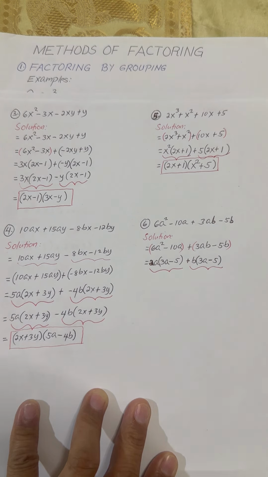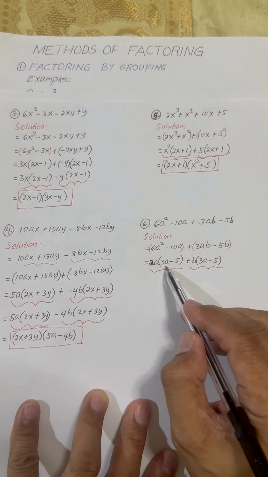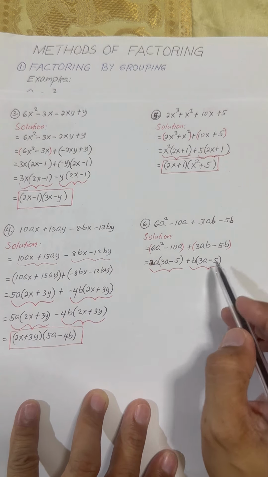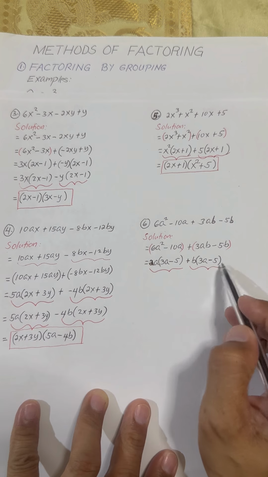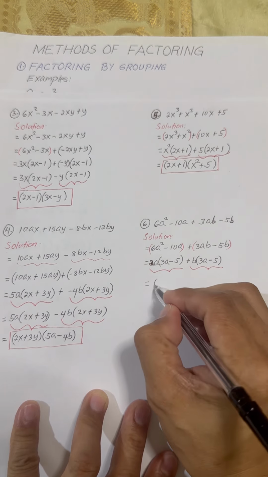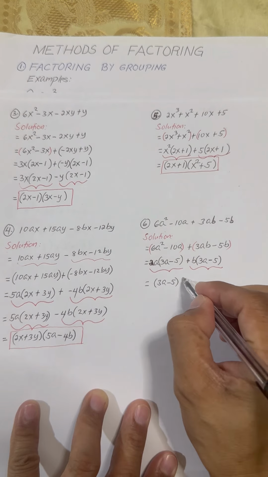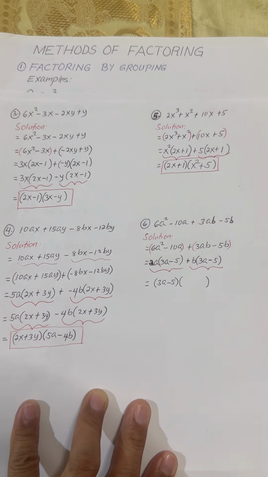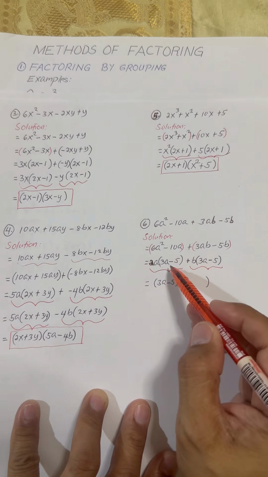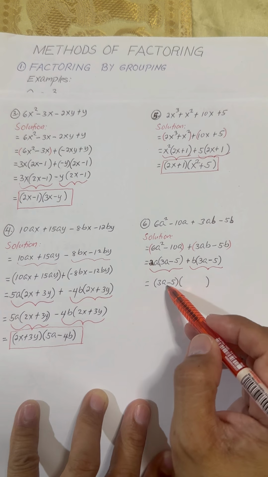So examine the two groups here. For the first group, we have 3A minus 5, which can be seen here. In the next group, 3A minus 5. So we can factor that out. So this is 3A minus 5. Then let's make a parenthesis. Okay, and then this first term divided by this common factor, the binomial GCF.